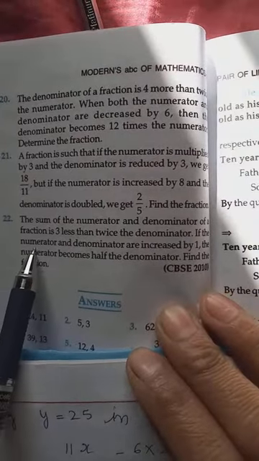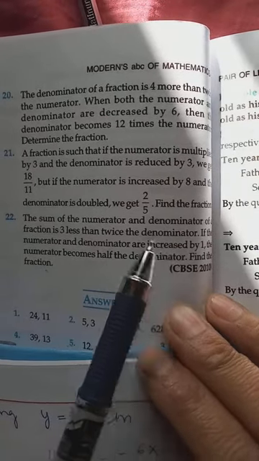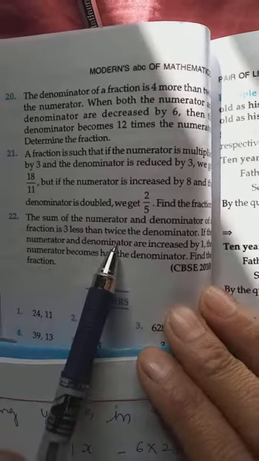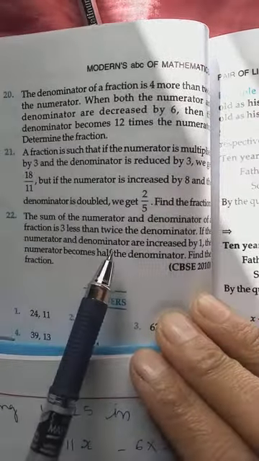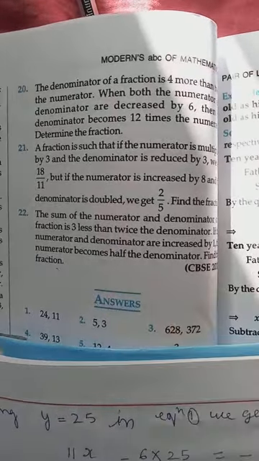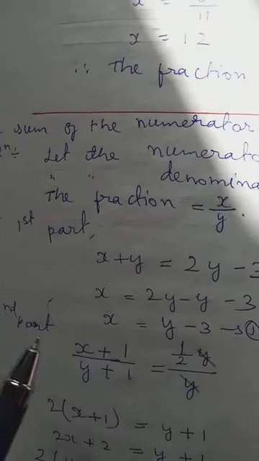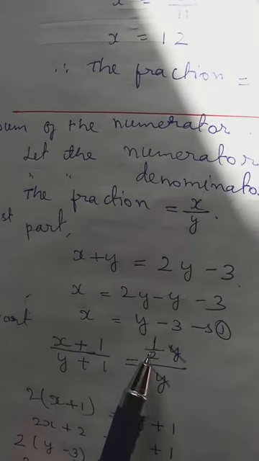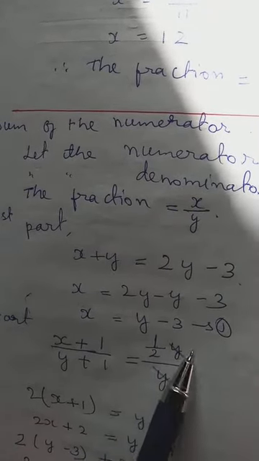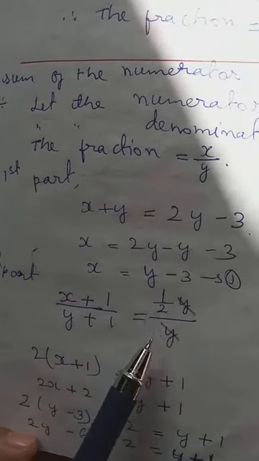If the numerator and denominator are increased by 1, we take the fraction, we add 1 to numerator, we add 1 to denominator. Then what happened? The numerator will be half the denominator. Then denominator remains the same. So we take the fraction x upon y, we increase 1 to both. Then the numerator, the one we write up, becomes half the denominator. So denominator remains the same. So y we cancel, this 2 we can bring down.